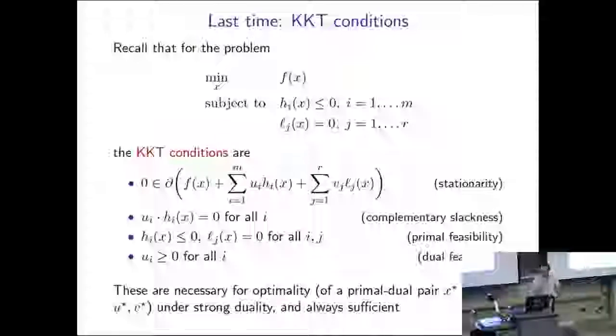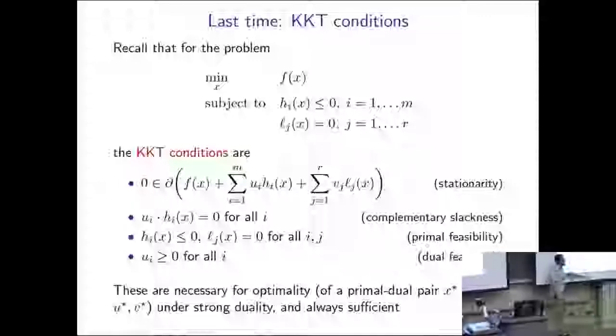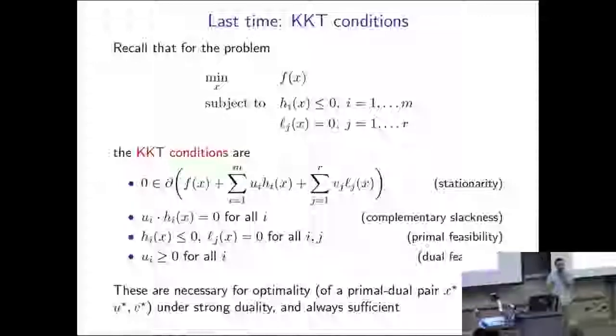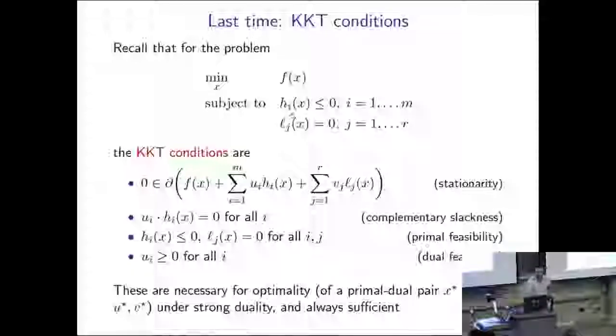So last time we talked about the KKT conditions. They stand for Karush-Kuhn-Tucker conditions, and we actually proved that they are necessary and sufficient under strong duality. Okay? In fact, they were necessary under strong duality, and they are always sufficient for optimality. So we have a general form problem, minimize f subject to h_i of x less than or equal to 0 and l_j of x equal to 0 for a bunch of inequality and equality constraint functions.